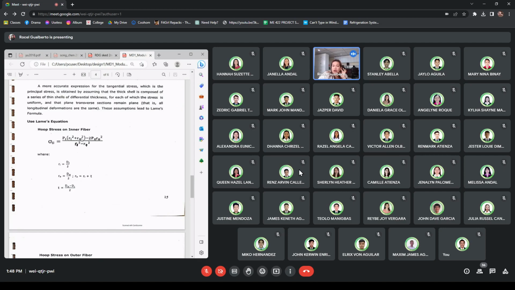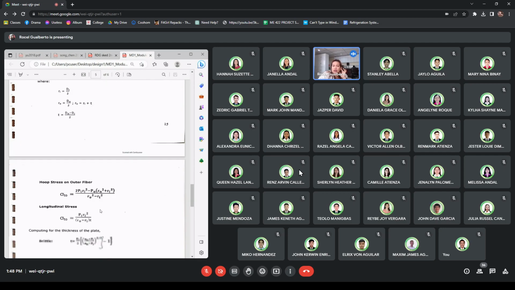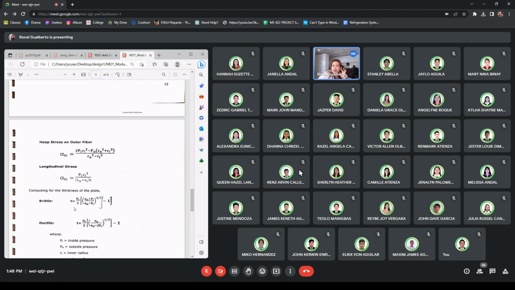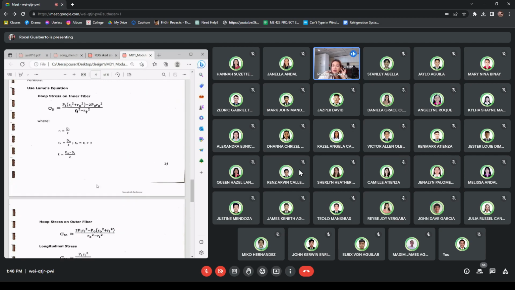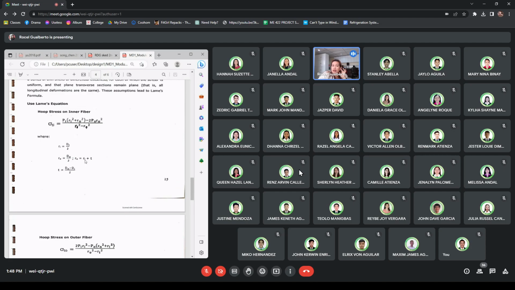Why? Because if R sub O is given, you no longer need to go to this equation for thickness. When we say R sub O, it is simply equal to R sub I plus the thickness. So right away, you can solve for thickness: R sub O minus R sub I. So definitely, R sub O will not be given. So what will we do? We replace R sub O with R sub I plus T. Since R sub I is given, only T is our unknown.